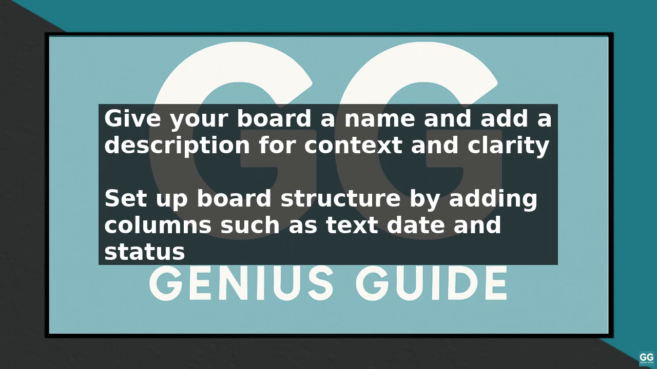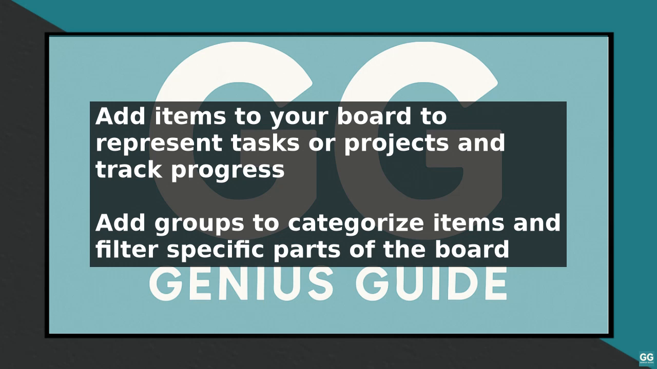After setting up your columns, add items to your board. These items can represent tasks, projects, or any other work unit that you want to track. You can add as many items as you need, and each item can have its own set of columns and values.